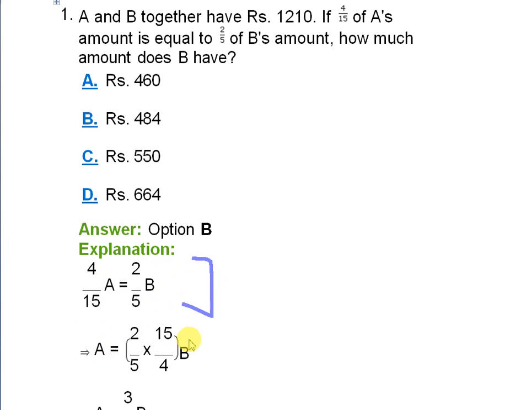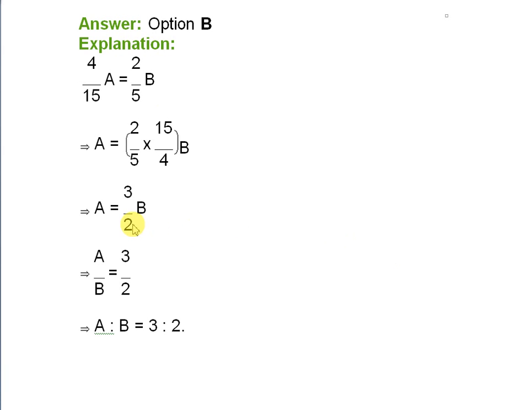So you can easily calculate A by cross multiplication, or you can also calculate B, but you will need one amount properly so that you can solve the question. After solving this, you get A equals 3 by 2 B. So that means A divided by B equals 3 by 2. So you have A ratio B equals 3 ratio 2, which is your answer option B.